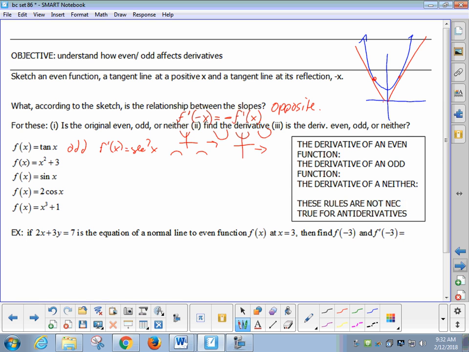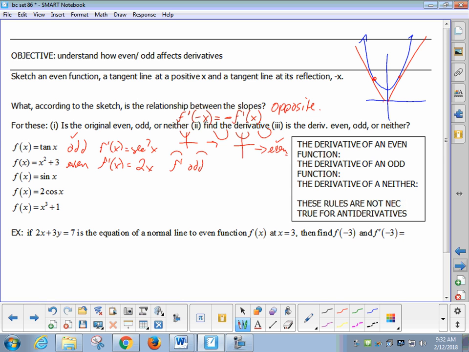What's 1 over cosine squared? Even or odd? It's even. So it seems like if we have an odd function, we have an even derivative. What about x squared plus 3? Even, odd, or neither? Even. F prime is 2x. So that derivative is odd.